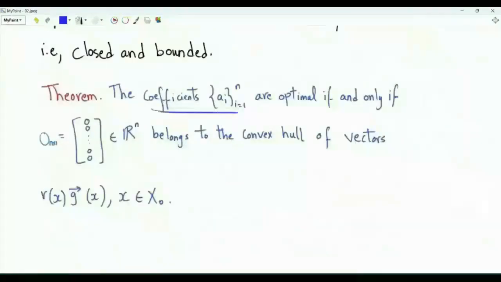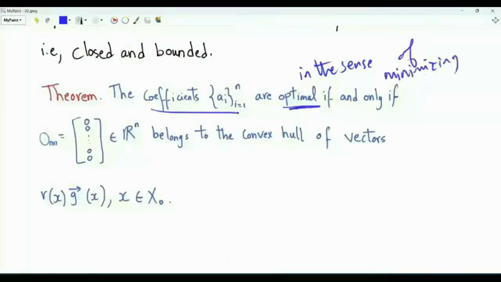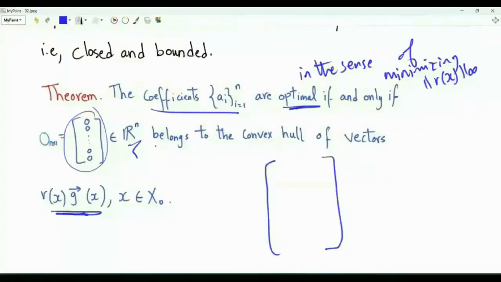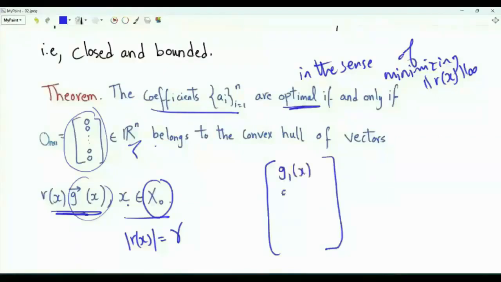Here is how we characterize the optimality of the coefficients. The coefficients are optimal in the sense of minimizing the L infinity norm if and only if the all zero vector in the n-dimensional space is in the convex hull of a set of vectors that look like this. The set of vectors are n-dimensional. Here is an n-dimensional vector. We take small x in this set big X0, which means by definition that the magnitude of small r of x is equal to gamma. We have this n-dimensional vector where we evaluate the g functions at this x from the set X0. This is g1 of x, g2 of x, all the way to gn of x.